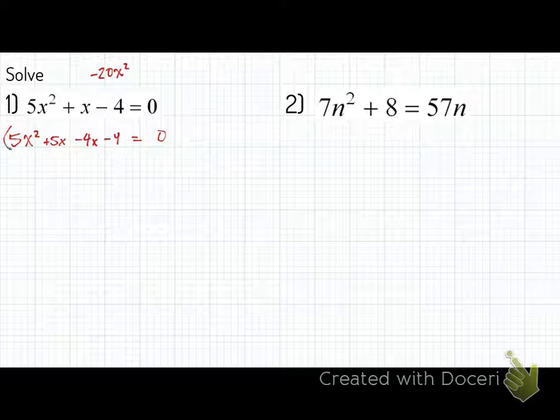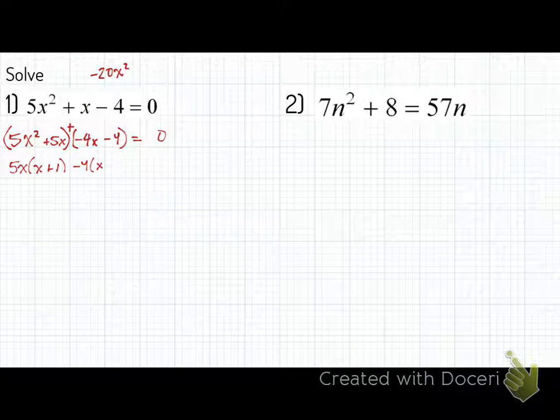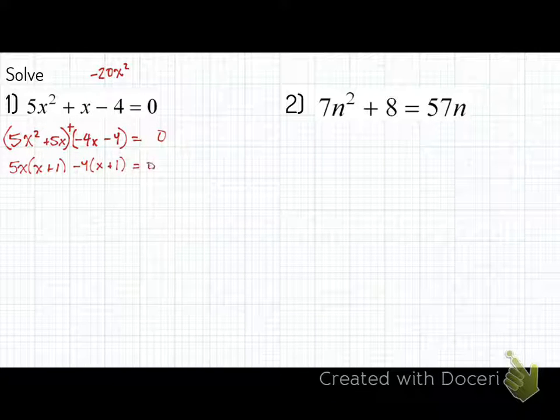So since that's the case, we're going to factor by grouping now. I could factor out a 5x here. We got x plus 1 here, right? Because 5x times x is 5x squared, and 5x times 1 is positive 5x. Over here I could factor out a negative 4. So negative 4 times x is equal to negative 4x, and negative 4 times positive 1 is equal to negative 4, which is all equal to 0.